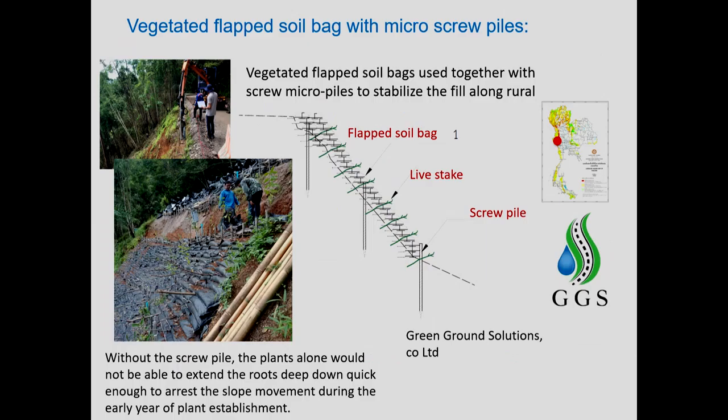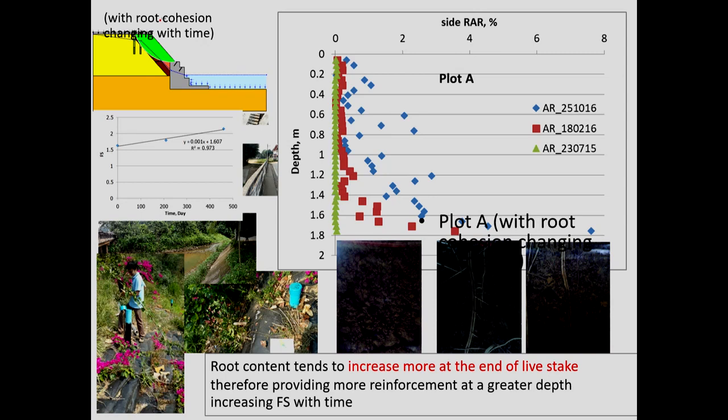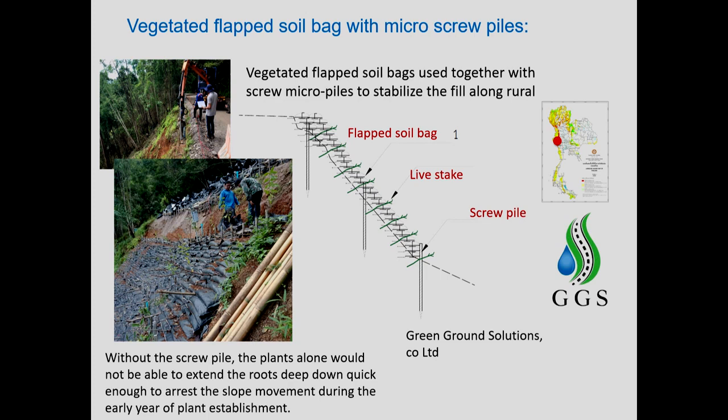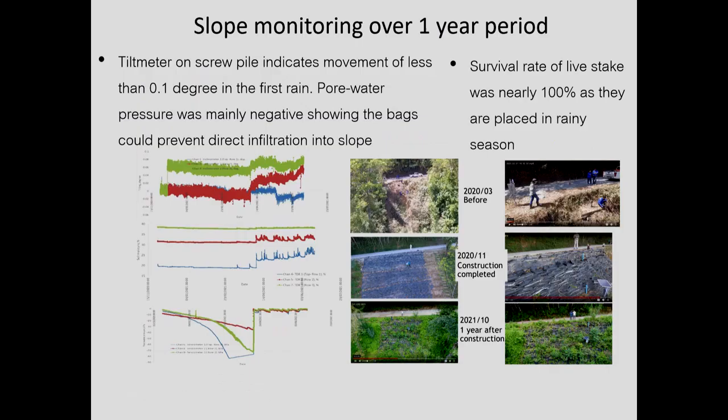And of course, with the quantification of the roots underground, we could quantify the root reinforcement from the root area ratio, and then convert that to the factor of safety. And now we extend that work to the hilly terrains, but this time we use micro piles, because we see the limitation of the plants alone that may not be able to extend the root deeper quick enough to arrest the movement. And of course, I think we know that when we use the plants, people start to question how to quantify such effect. So I think continuous monitoring is very important to guarantee the performance of such a bioengineered slope.